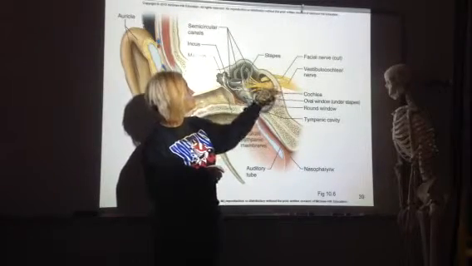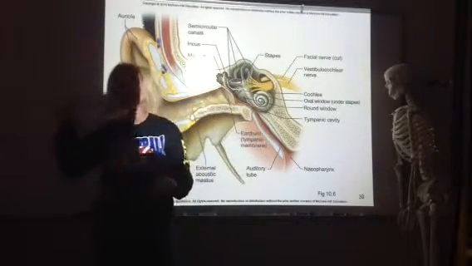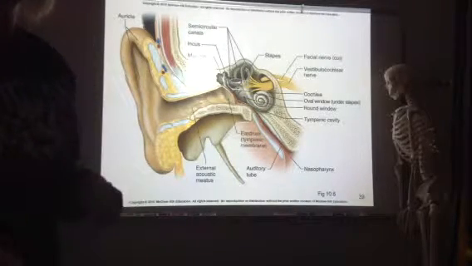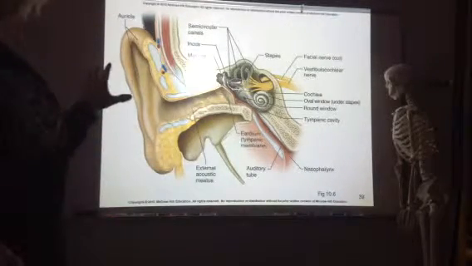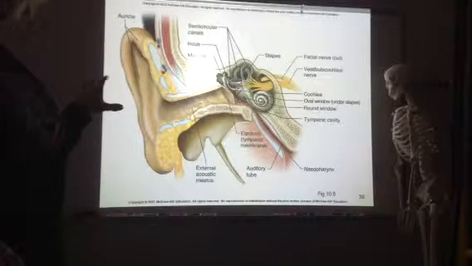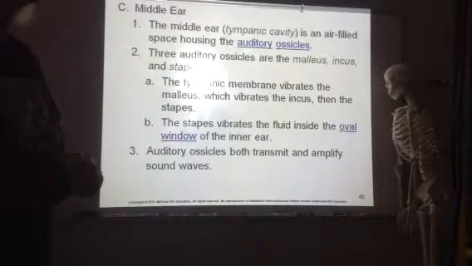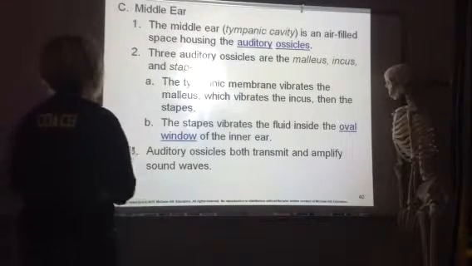The vestibulocochlear nerve is the nerve that's going to carry the information out of your ear. This picture is in your book, and as we talk about the different parts of the ear, you can refer back to that.